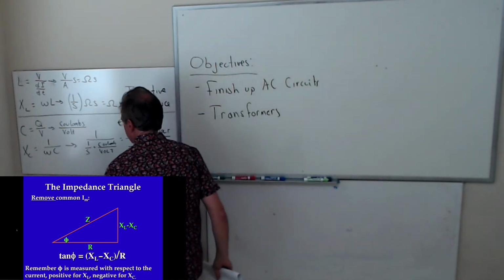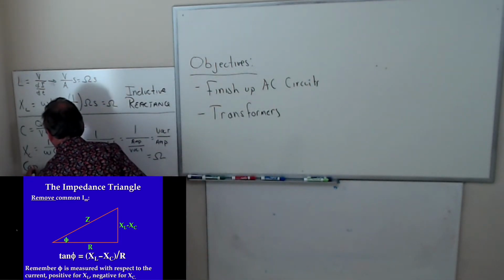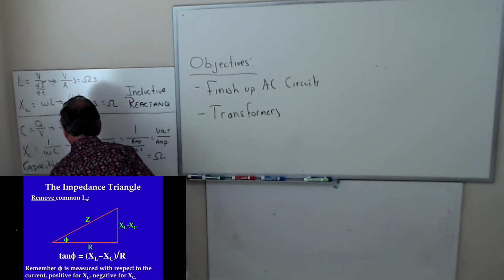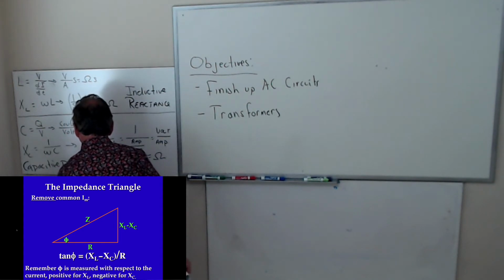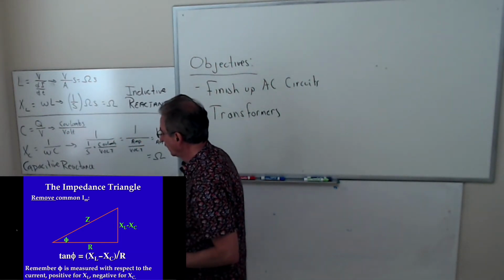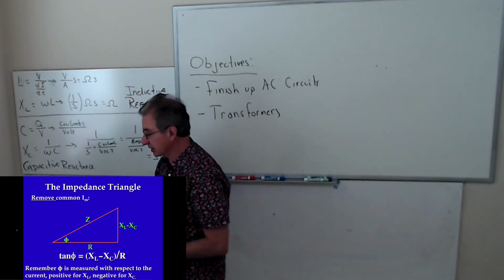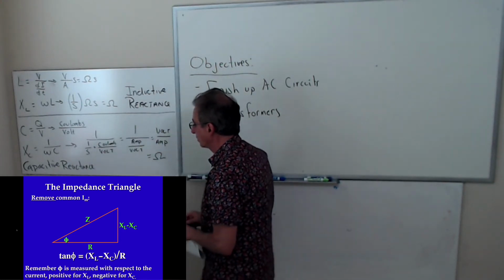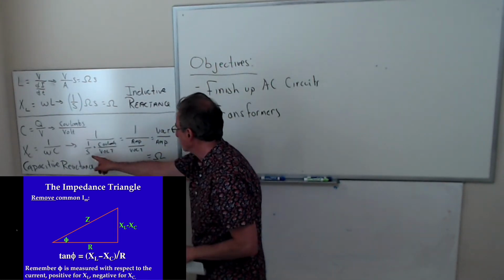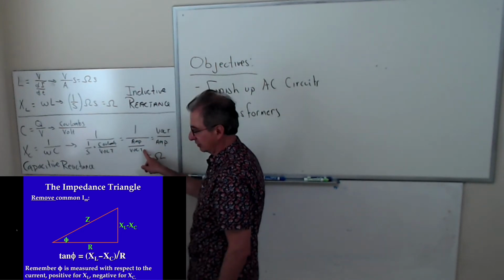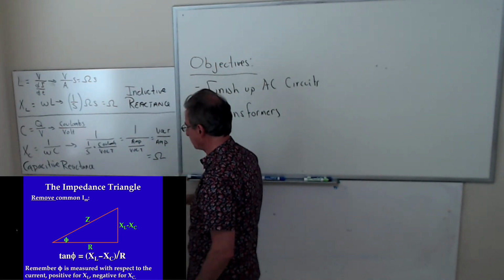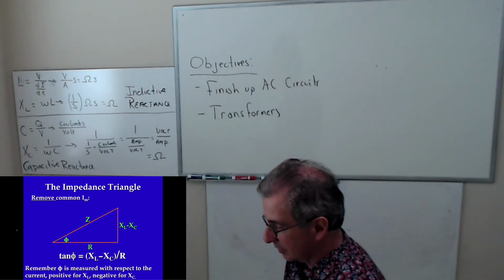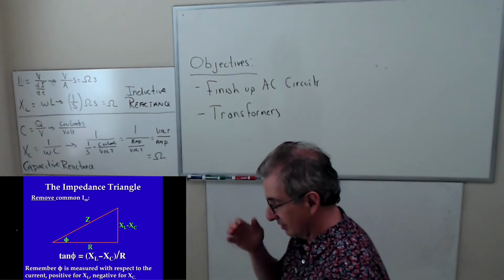And then for capacitive reactance, X sub C was 1/omega C. Again, omega has units of 1/second, but C is a coulomb per volt. And if you multiply these together, you get 1/an amp per volt, which is a volt per amp. That gives you ohms. So you get to see where the units come from. Questions on that?